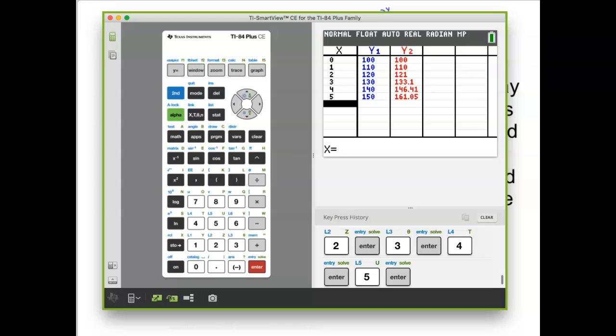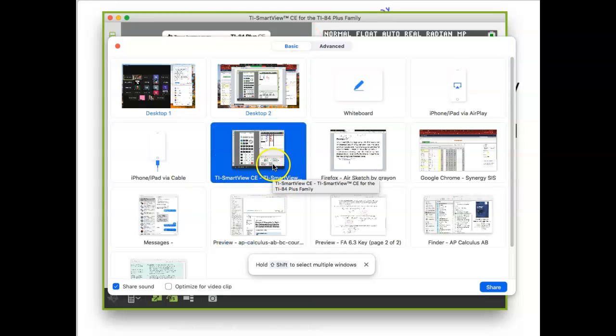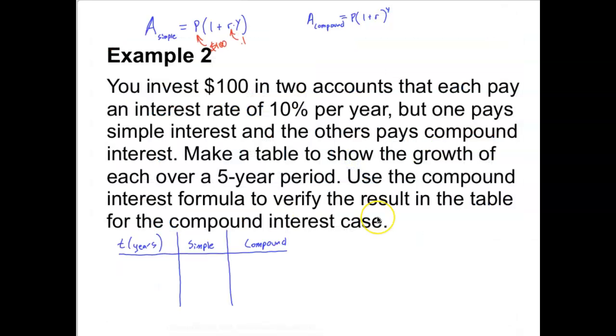All right, so the other thing they wanted us to do was verify that using our formula. So we said after 5 years, we had 161.05. So I'll just make a note of that. After 5 years, simple interest was 150. Compound interest was 161.05. All right, so let's verify that by using our compound interest formula.